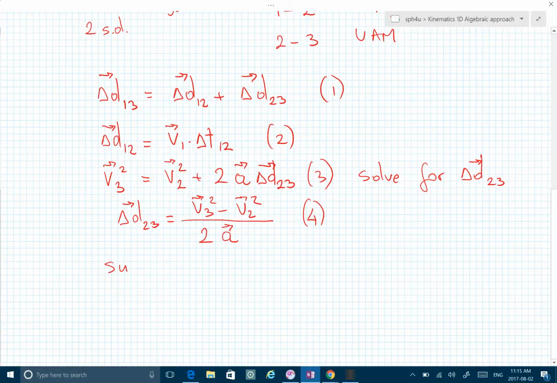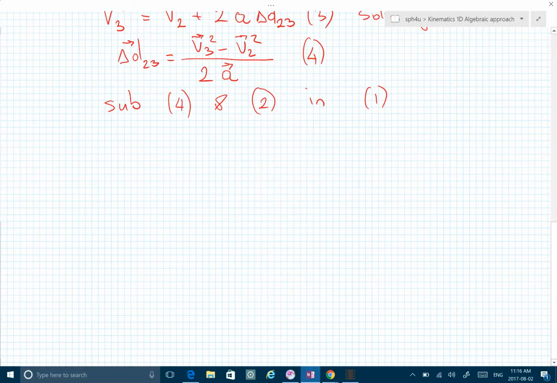So what we're going to do now, we're going to substitute equation 4 and 2 into equation 1, right? Because when do I decide that it's time to start substituting? Because on the right side of these two equations, I know all the variables, right? On equation number 2, v1 is 26, delta t is 1 second. In here, v3 is 0, v2 is 26, and the acceleration. So everything is known to me.